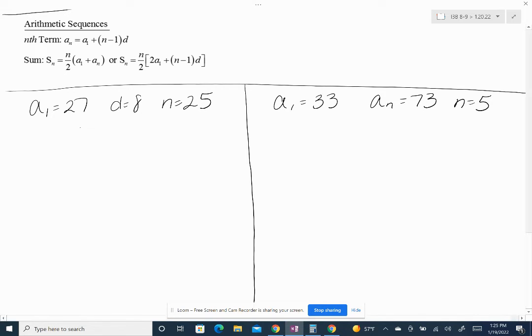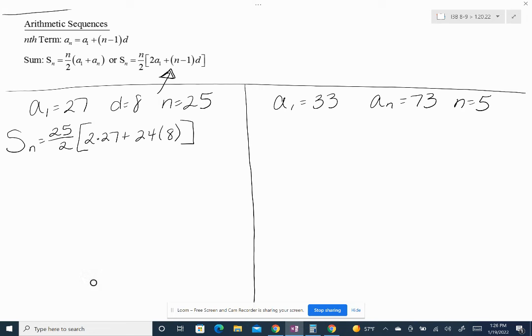Okay, so for this first one, I see that it has a1, d, and n is equal to 25. This is the only one with d, so it's going to be this equation right here. So I'm going to rewrite S of n is equal to n over 2, which is 25 over 2, times 2 times the first term, plus 25 minus 1. I'm just going to go ahead and write 24 for the sake of time, times 8. The way I got the 24 is that n minus 1 is 25 minus 1.